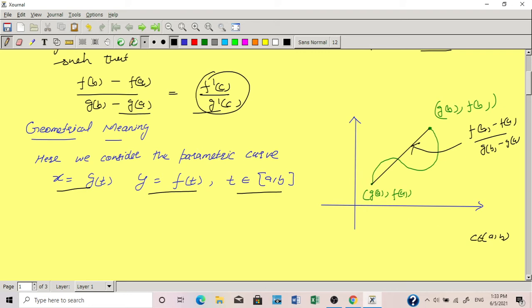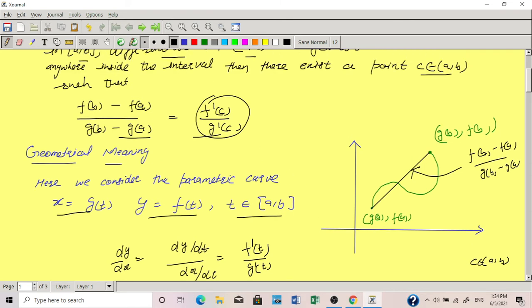Why am I saying that this represents the slope? Because we know that the slope of the tangent line at any point on this curve is represented by dy divided by dx. Because it is a parametric curve, I can write it as dy by dt divided by dx by dt, which is f prime t divided by g prime t. So for some value t equal to c, this gives the slope of the tangent line at some point c.